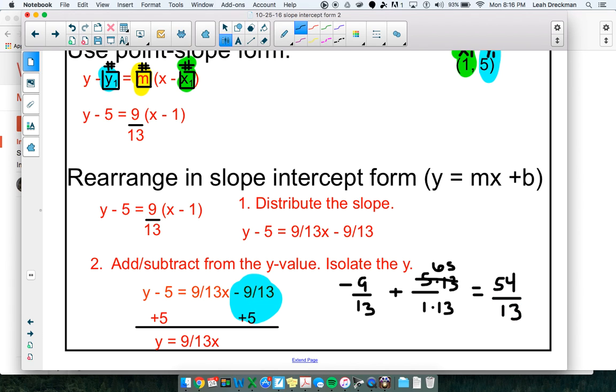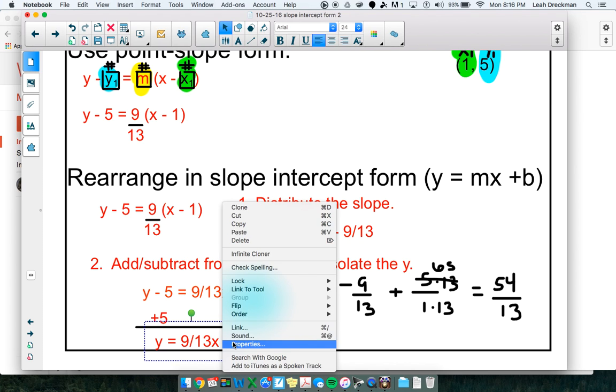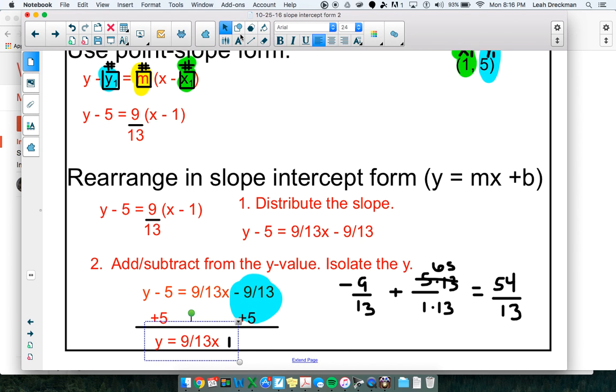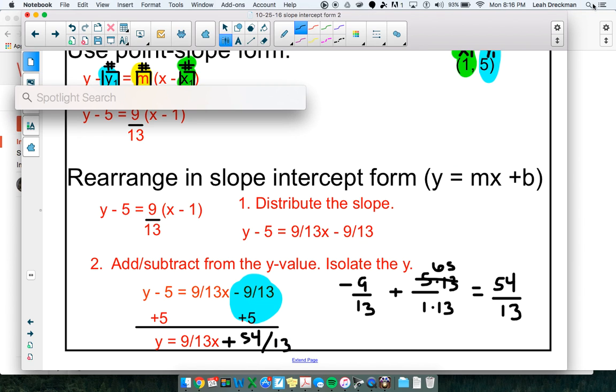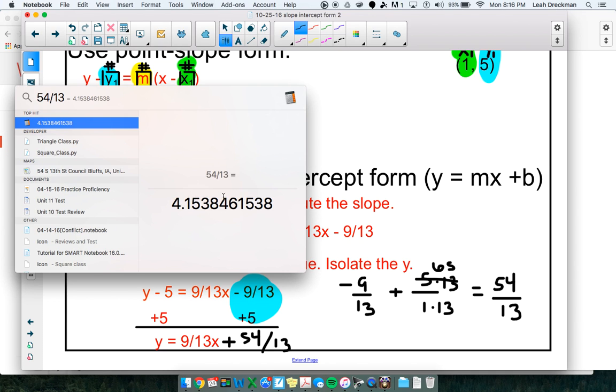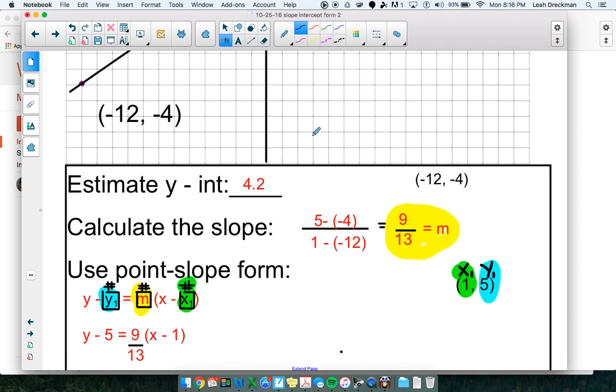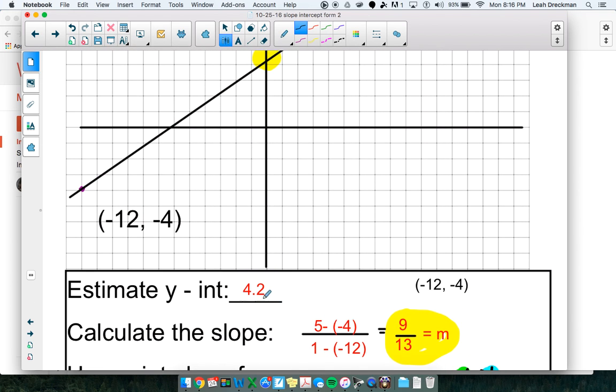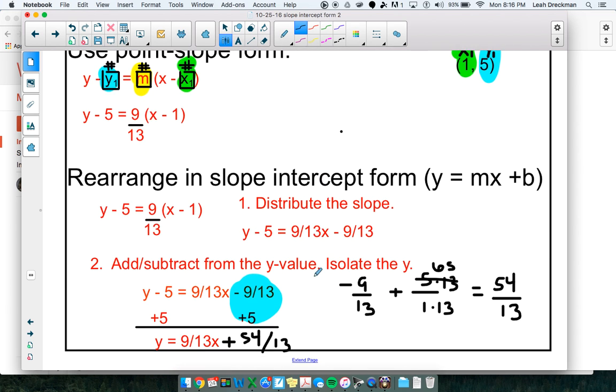All right, now check this out. This is where it's kind of cool, where it all comes together. So my y-intercept here is a positive 54 over 13, which probably doesn't really mean much to you. Okay, but if I take 54 divided by 13 and see what that is, look at that, 4.15. And if you go back up here, we estimated our y-intercept to be 4.2. That's a good indication that we did our math right.